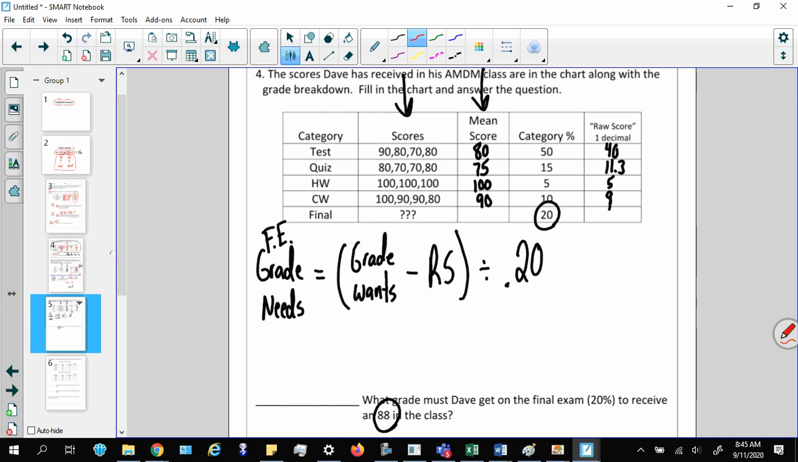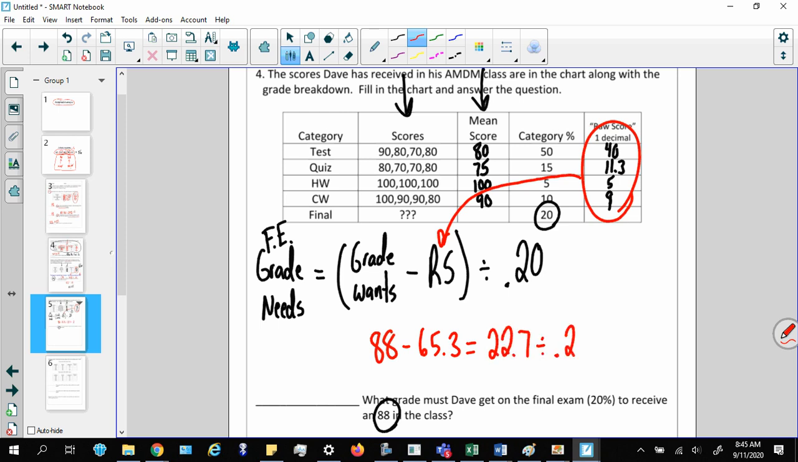So the grade Dave wants is an 88. And I'm going to subtract it by all the raw scores. All right, so 40, 11.3, 5, and 9. Let's see, 40 plus 11.3 plus 14. I believe that is 65.3. And when I do that, 88 minus 65.3, I get 22.7. I'm going to divide that by 0.20.